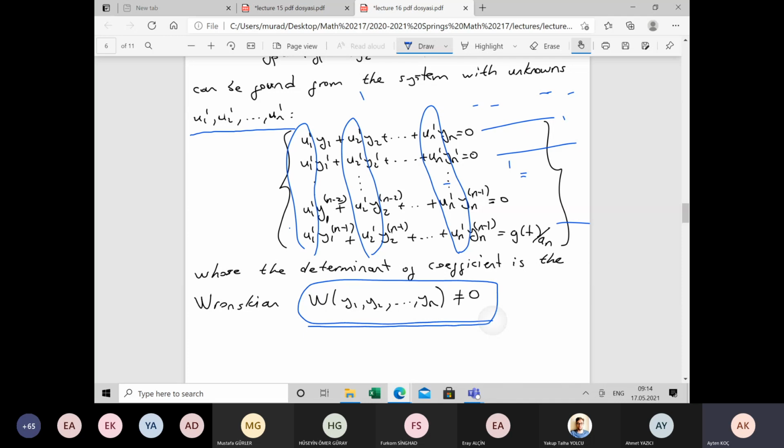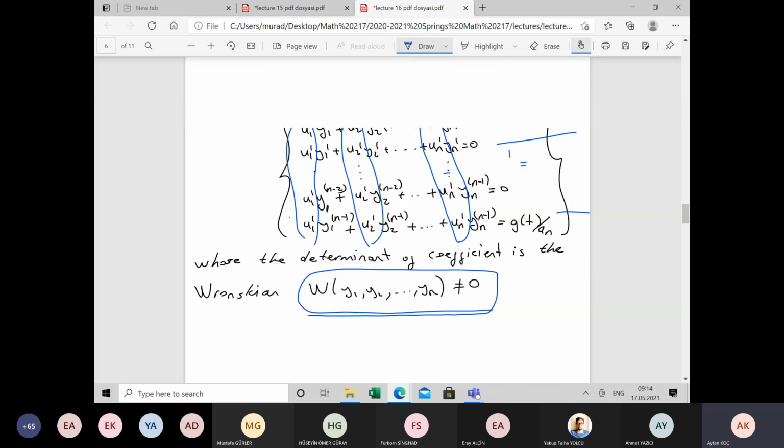So we obtain the solution, find u1', u2', ..., un', and integrating both sides, we obtain u1, u2, ..., un.